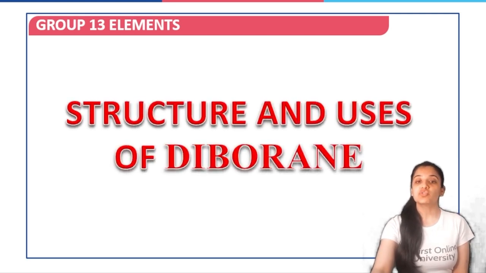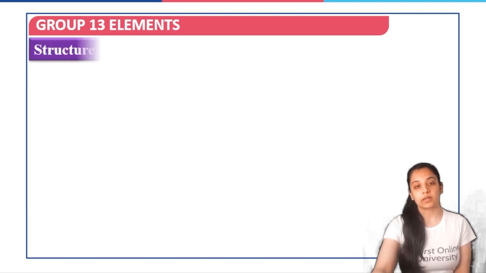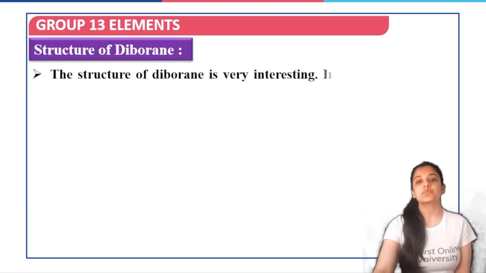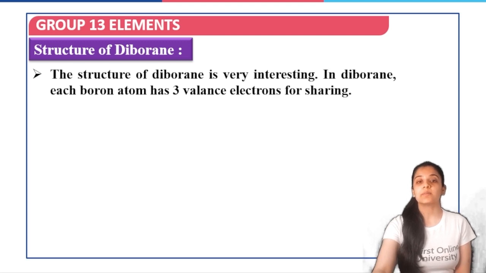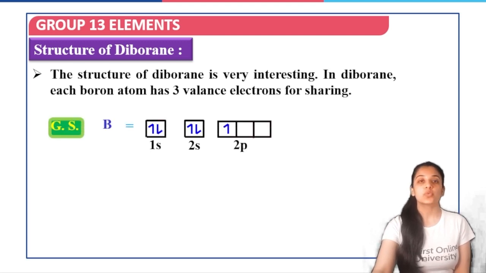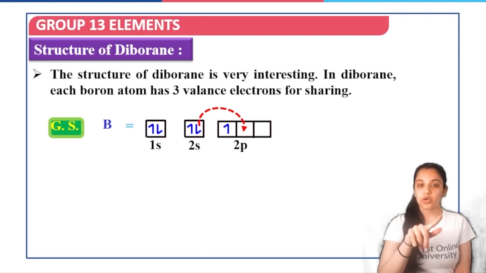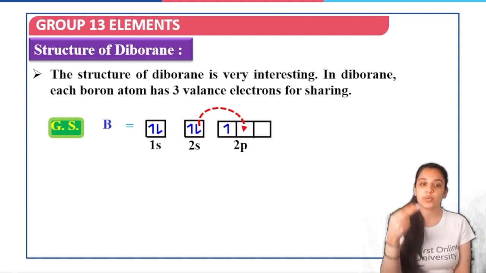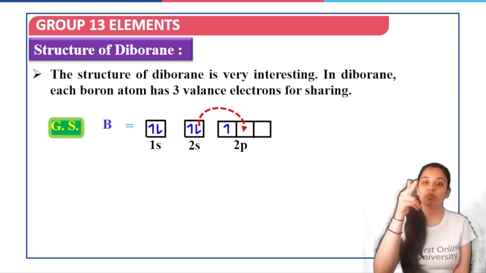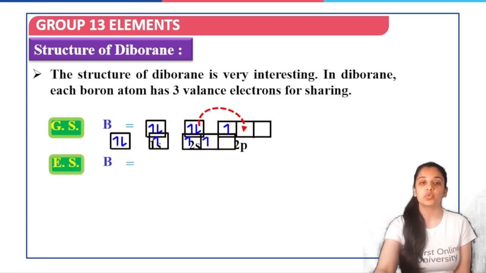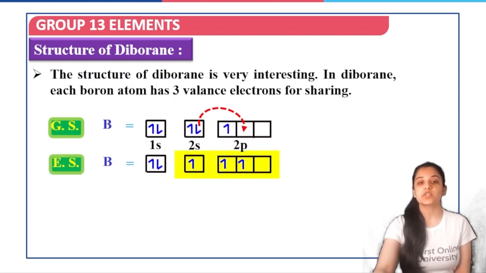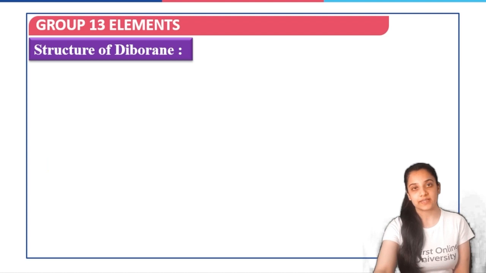Next, we move on to the structure as well as the uses of diborane. We have already seen that the structure of diborane is very interesting, and each boron atom has 3 valence electrons for sharing. Boron has a 1s2 2s2 2p1 configuration. 1s has 2 electrons, 2s has 2 electrons, and 2p has 1 electron. What will happen is 1 electron from 2s is going to move to one of the empty subshells of 2p, so that now we have 1s2, 2s1 and 2p2. This is actually making it sp3 hybridized, right?